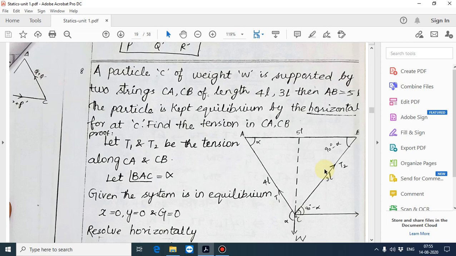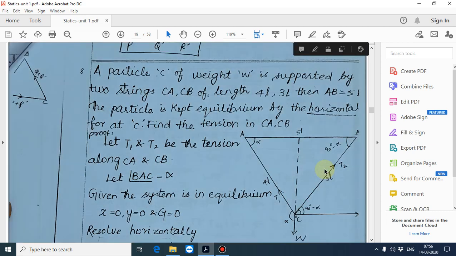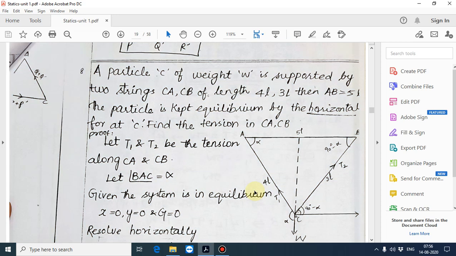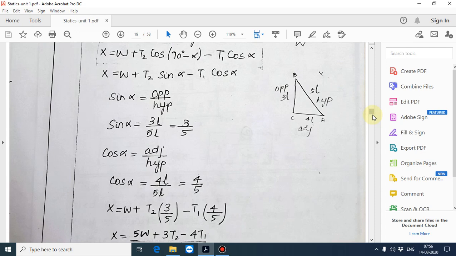See here, equilibrium means you will get sum of x is equal to 0, sum of y is equal to 0 and sum of moments is equal to 0. Next, we have to resolve along x and y. Resolve horizontally and resolve vertically. Horizontally you will get cos, and vertically if we resolve you will get sine.